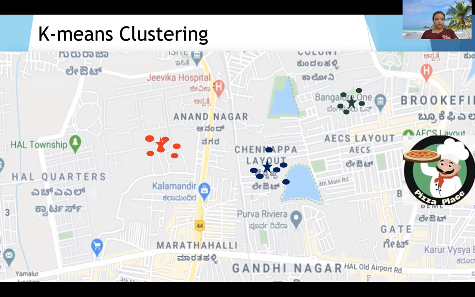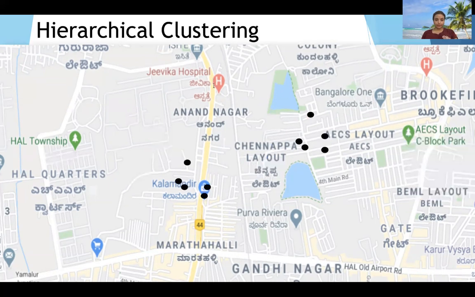But what if we don't know how many clusters to end up with? In that case, we use hierarchical clustering. Suppose we have to decide the number of clusters based on this data, which is in the form of black dots. First, we will pair the houses which are close by, like these two houses. Same way for the others also. We have paired the houses which are close by.